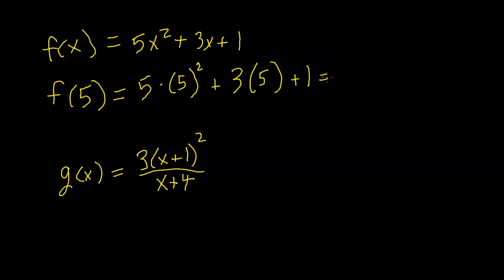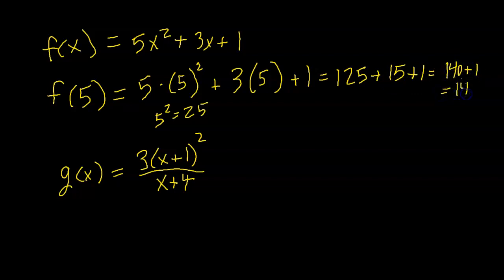That's going to be 5 times 5 squared. 5 squared is 25, so this first term becomes 5 times 25, which is 125. It's 125 plus 3 times 5 is 15, plus 1. 125 plus 15 is going to be 140, plus 1 is going to be 141. So what does that mean? That means that the value f of 5 equals 141.